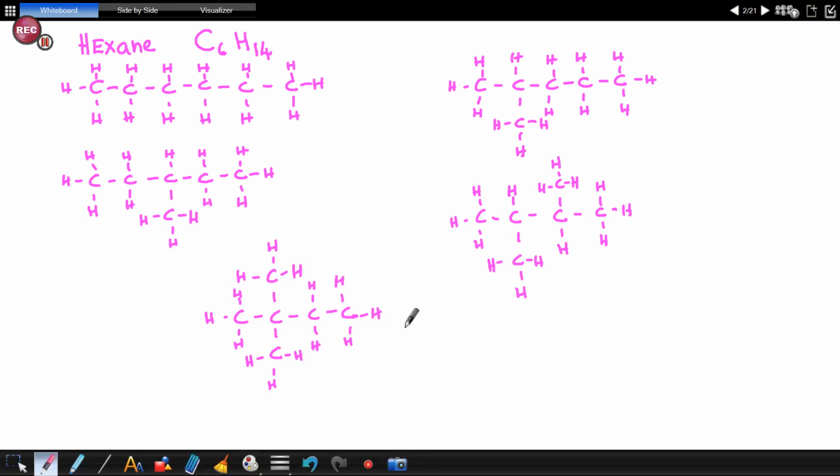So the first one is just hexane. Yes. So I took one of the carbons and I joined it to the second carbon. That's nice. So this is a pentane, and it is 2-methyl pentane. Then I took that methyl and I put it on the third carbon. So now it's 3-methyl pentane.